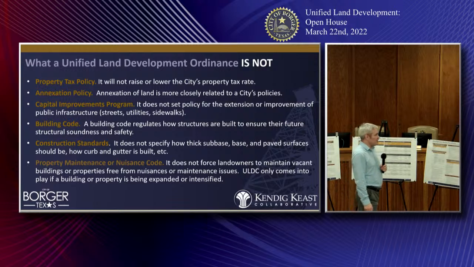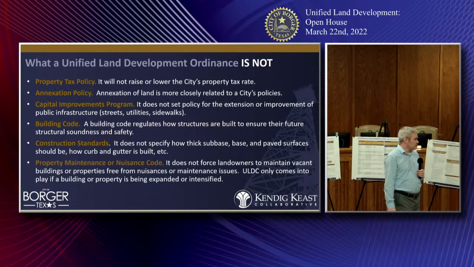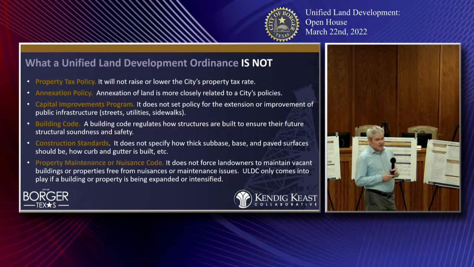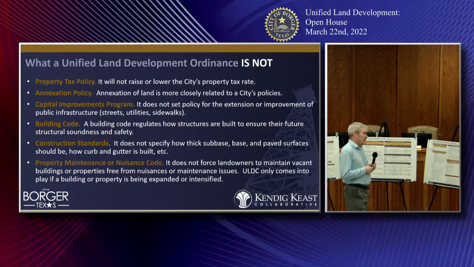So some things that a ULDO is not are on the current slide now. It's not a property tax policy, so it doesn't set the taxable value of any property within the city or set a tax rate. It's not annexation policy either, so it doesn't forecast forward what lands outside of the city limits should be annexed in the future. It's also not a capital improvements program, so it doesn't set out a schedule and a budget for extending streets or extending utilities or widening streets or improving utilities or anything like that.